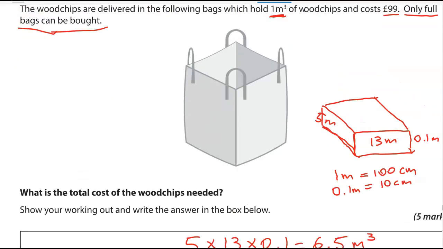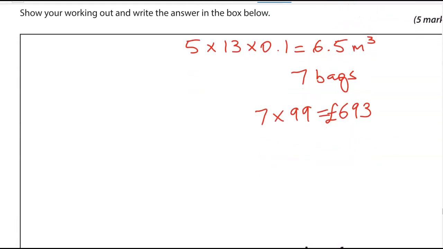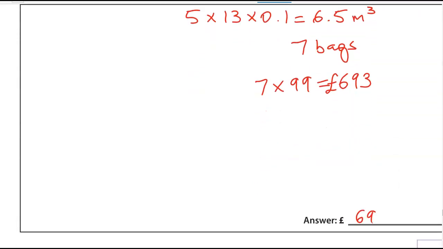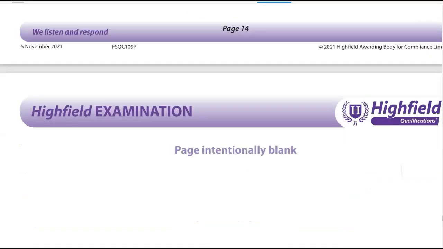the cost is £99. So 7 times 99 is £693. And this is the end of the paper.